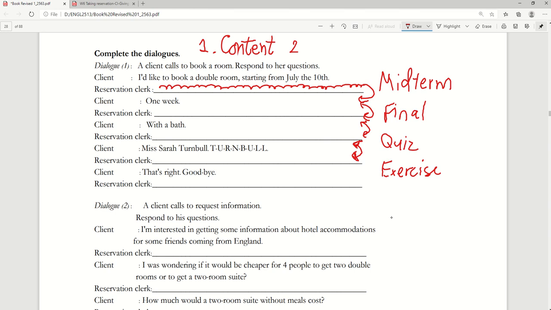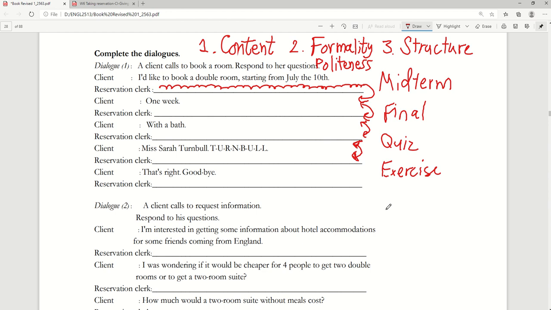And then next one, you have to think about formality and politeness. Number 3 is structure, pattern.